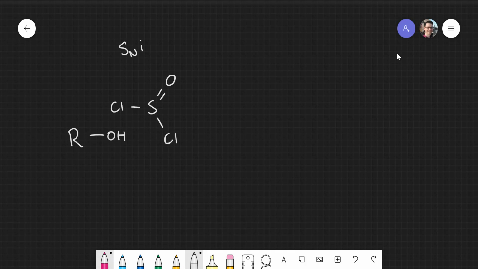This reaction begins with our alcohol attacking this partially positive sulfur. It's partially positive because it has many electronegative elements attached to it. Okay. And again, this is going to happen in multiple steps, but eventually the chloride is going to get kicked off, as is the proton on the oxygen. Okay, this leaves us with our intermediate, where all the magic happens.